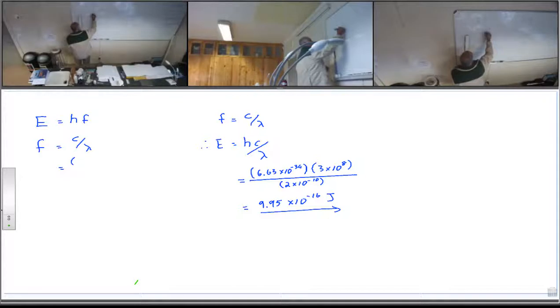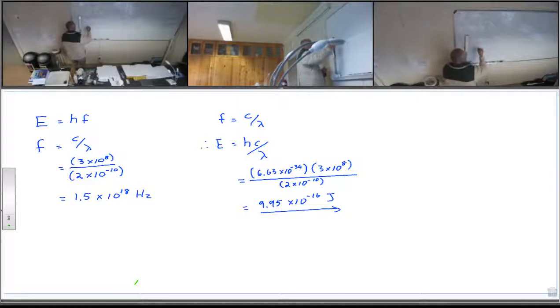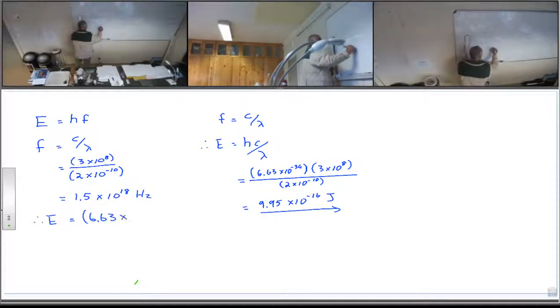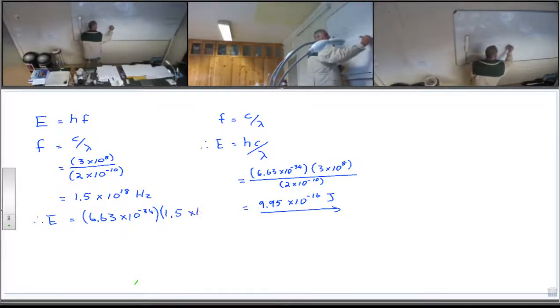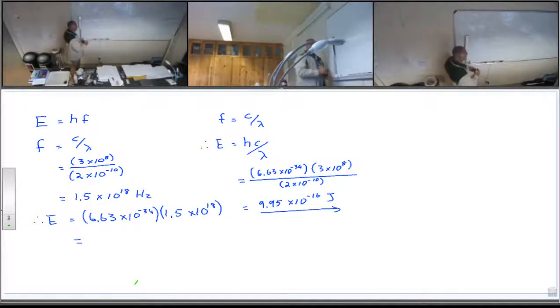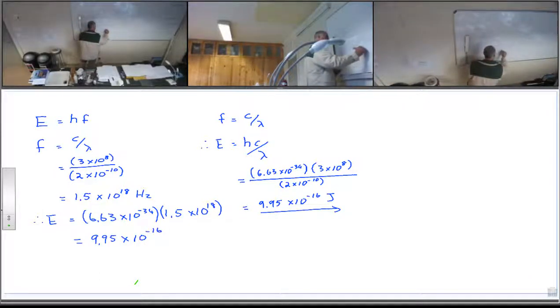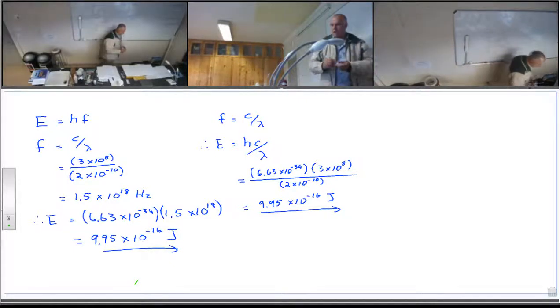Others may have said, well, f equals c over lambda. Done that calculation first. 3 times 10 to the power of 8 over 2 times 10 to the minus 10. And that's going to give you 1,5 times 10 to the 18 hertz. And then substitute that into that formula. Therefore, E equals Planck's constant, 6,63 times 10 to the minus 34, times this answer here, 1,5 times 10 to the 18. And that's going to give you what? Same answer. 9,95 times 10 to the minus 16 joules. I'm happy with either way.